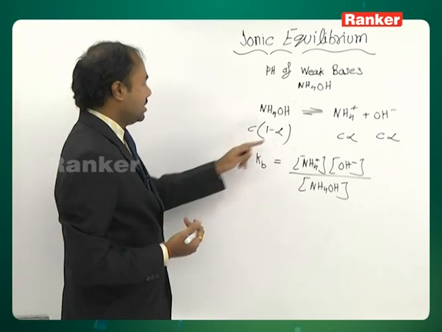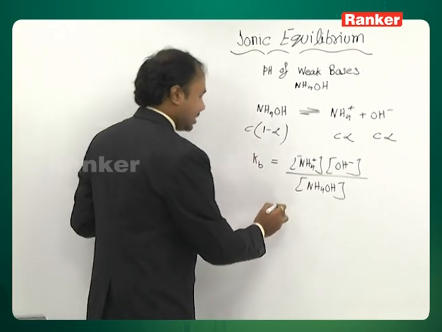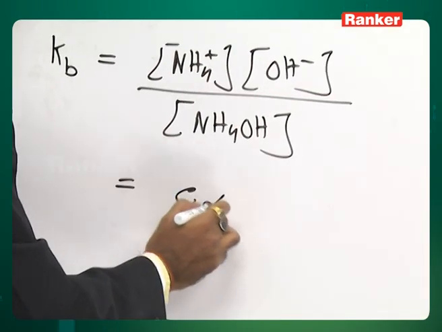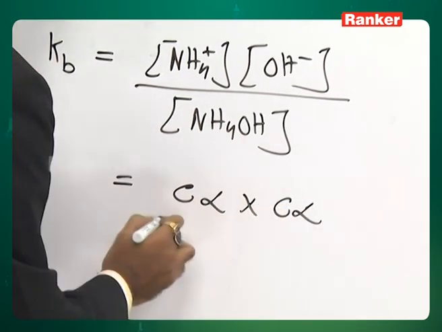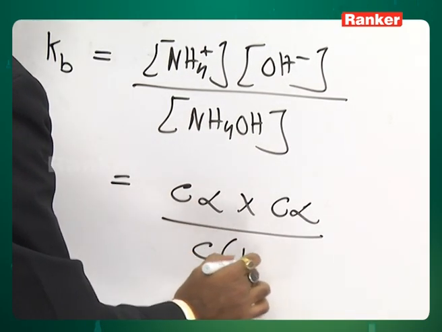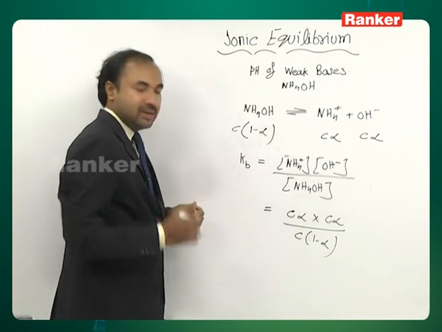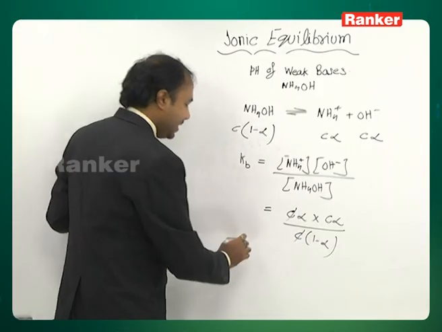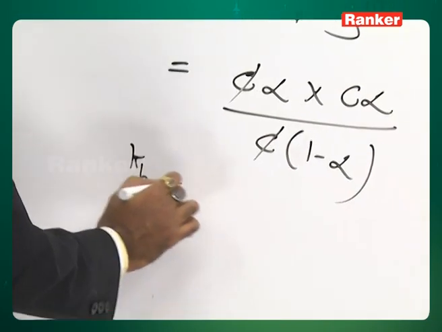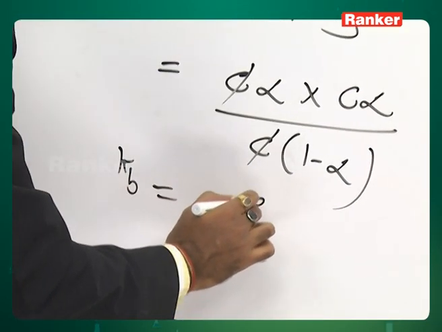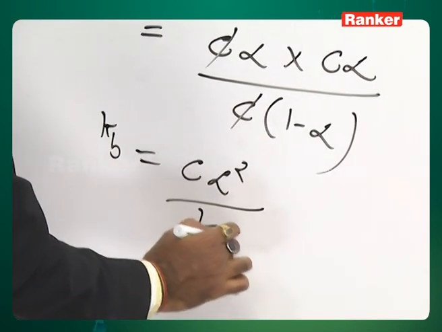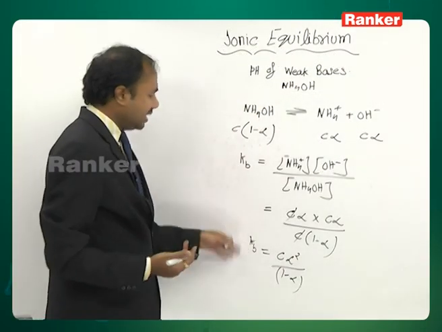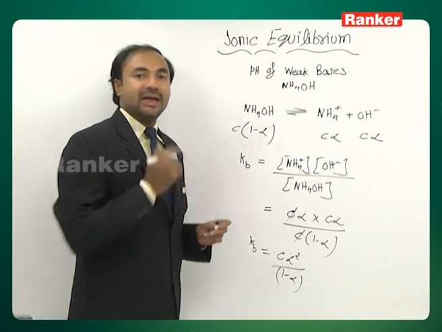Right? Now substitute the values. This becomes equal to C alpha into C alpha upon C into 1 minus alpha. Again, exactly the same thing, so you can check now, C gets cancelled. We get Kb equal to C alpha square upon 1 minus alpha. A similar case exactly like we got previously for the weak acid.